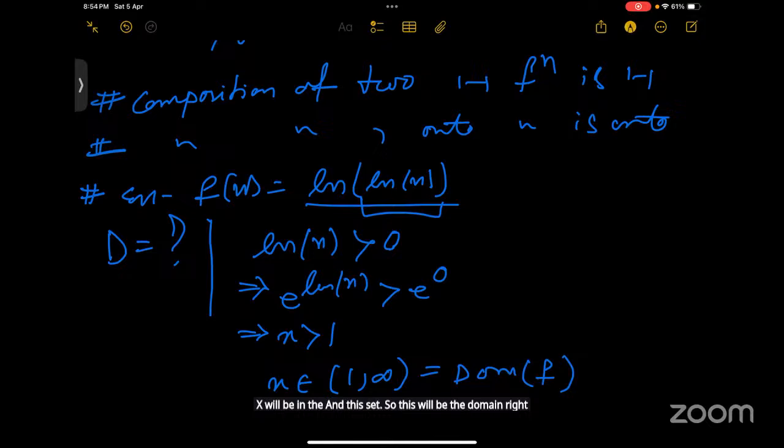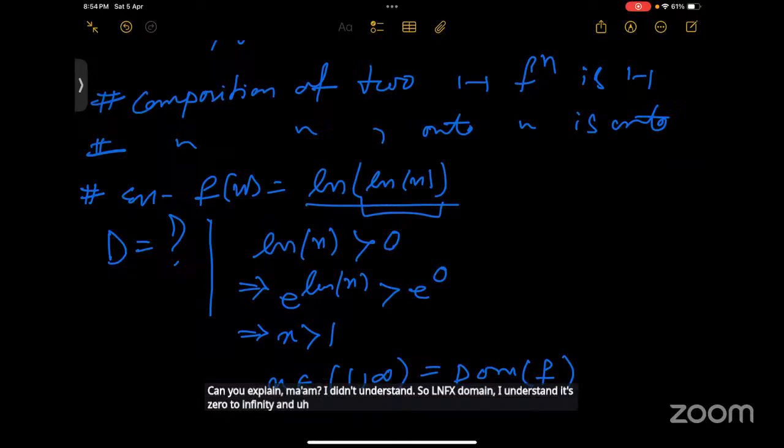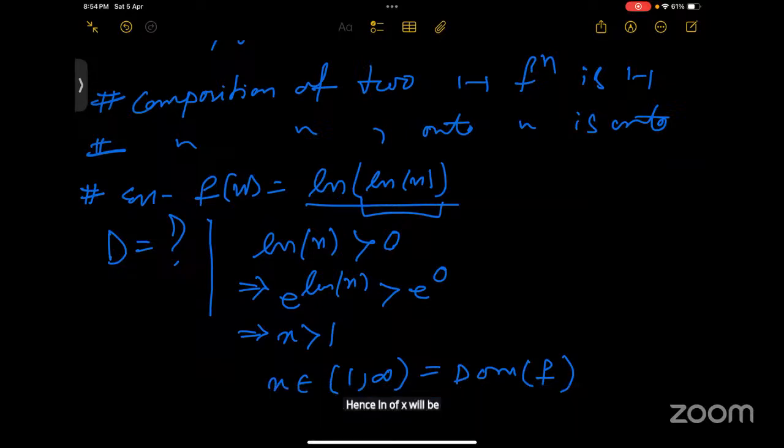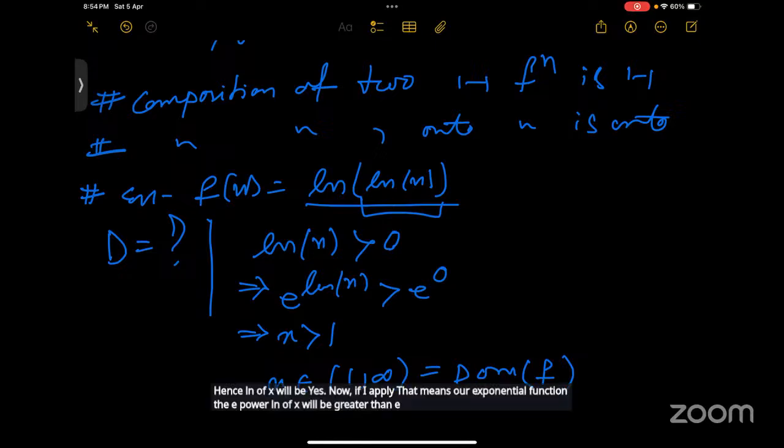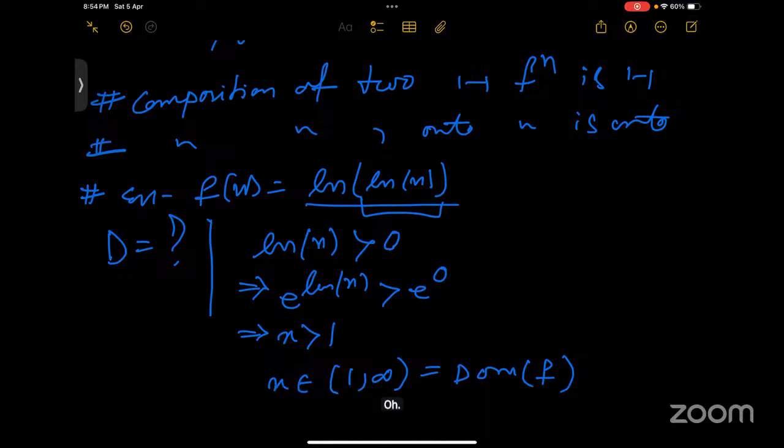Can you explain, ma'am? I didn't understand. Sure. The domain of ln x is 0 to infinity, so ln of x is greater than 0. Now if I apply e on both sides, e power ln of x will be greater than e power 0. e power ln of x is x, and e power 0 is 1. So x is greater than 1.